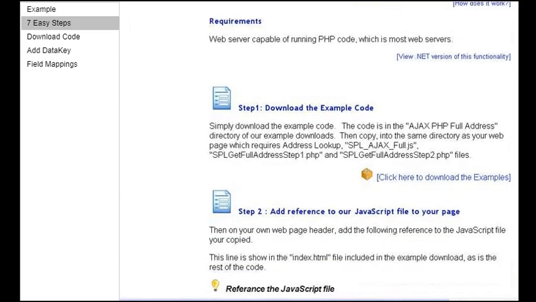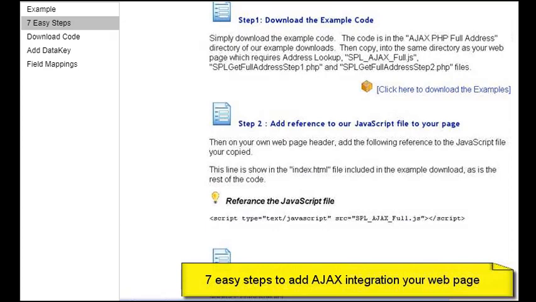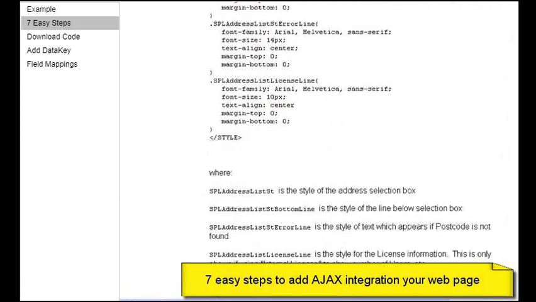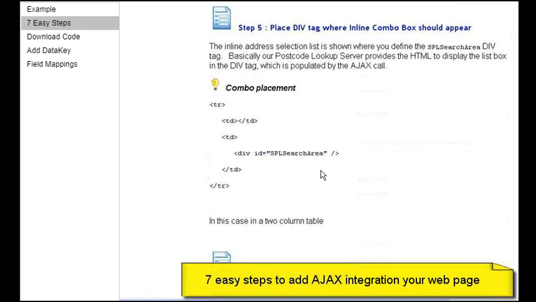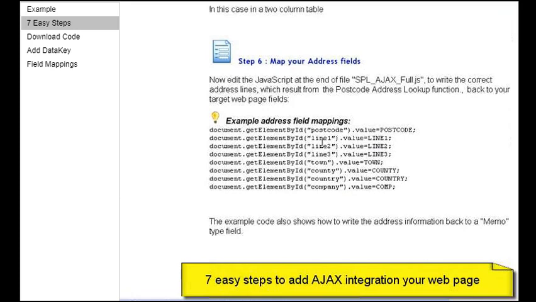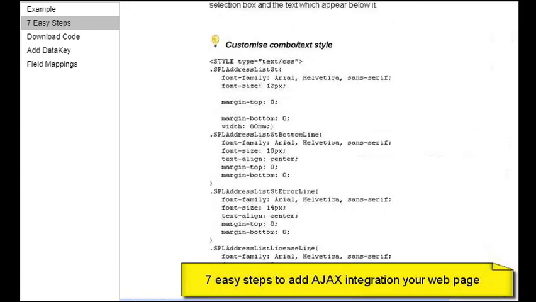But if we scroll down, it says here we've got 7 easy steps to integrate into our form, and obviously step 1 is downloading the example code. We then add a reference to various sections of our web page and add some styles to that page, place the div where we want the address lookup list to appear, and then we alter some JavaScript which actually maps what address fields go to each individual field on our form. So really it's done relatively simply and easily customizable.